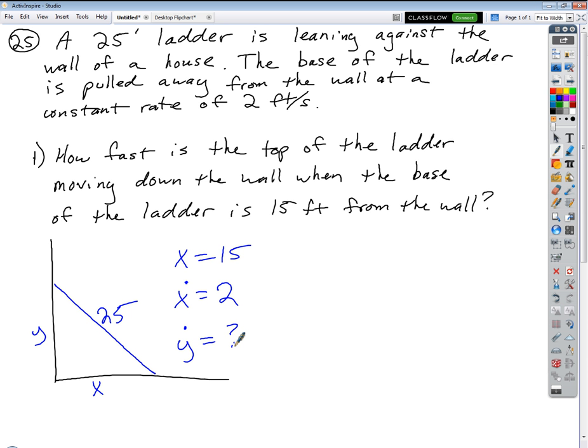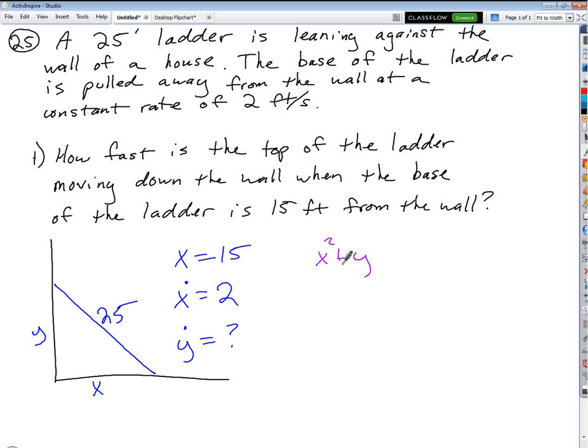So what is our parent equation here? If we ignore the dots, Hunter, what is going to be the equation that relates the X's and Y's here? X squared plus Y squared equals 25 squared. Good. Everybody agree? That's our parent equation. Good, because we're trying to find Y.